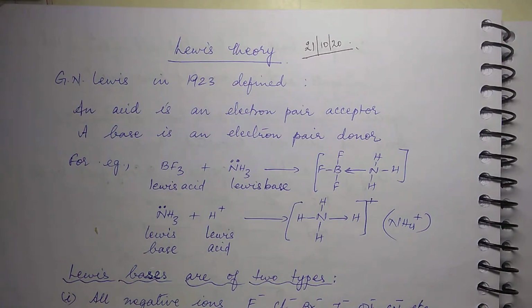So, today we will go further with Lewis theory. What we saw in the beginning was Arrhenius theory, and then Lowry-Bronsted theory, and now the third one, an improved version of acids and bases, that is Lewis theory. In 1923, Lewis defined an acid as an electron pair acceptor and a base as an electron pair donor.